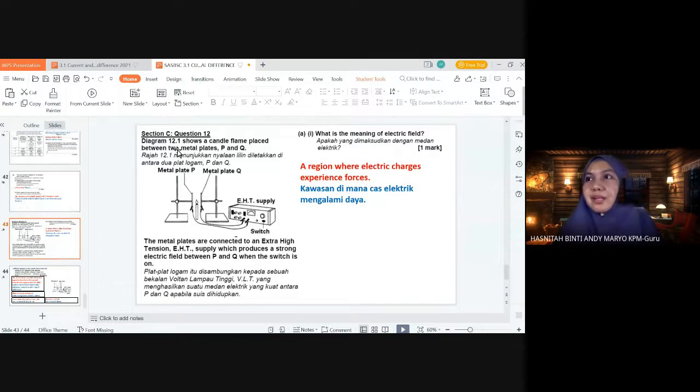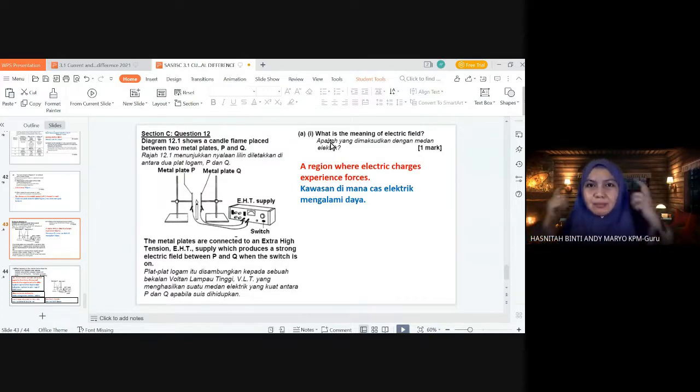Okay, you're given this diagram 2.1. It shows the candle flame placed in between two metal plates P and Q. The metal plates connected to extra high tension supply produce a strong electric field between P and Q when the switch is on. The first question, what is the meaning of electric field, student? So what is electric field? It is a region, an area, where a charge experiences electric force.